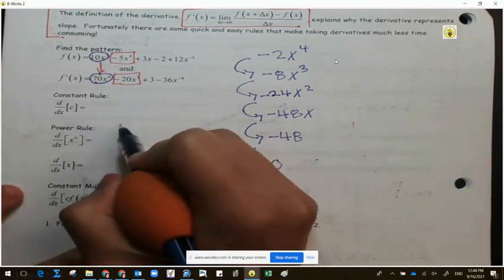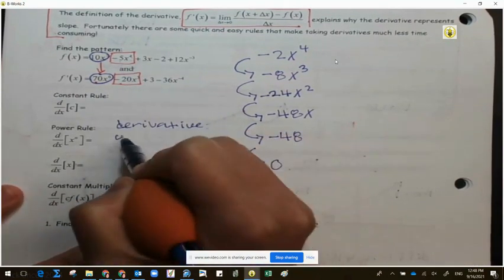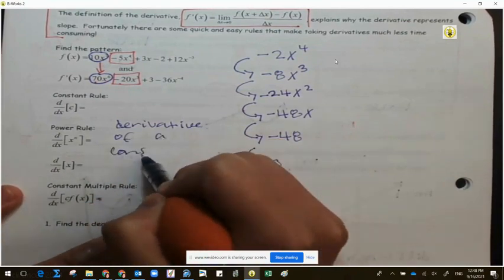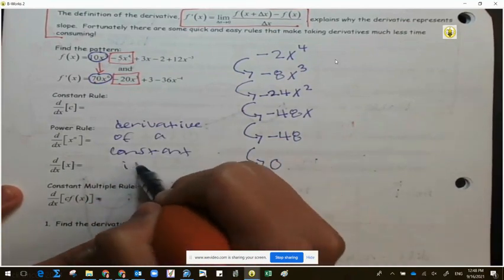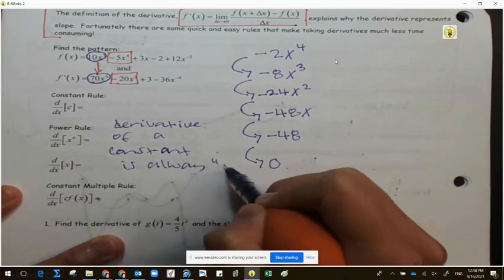So write out something on the side. Derivative of a constant, that's a constant, is always 0.